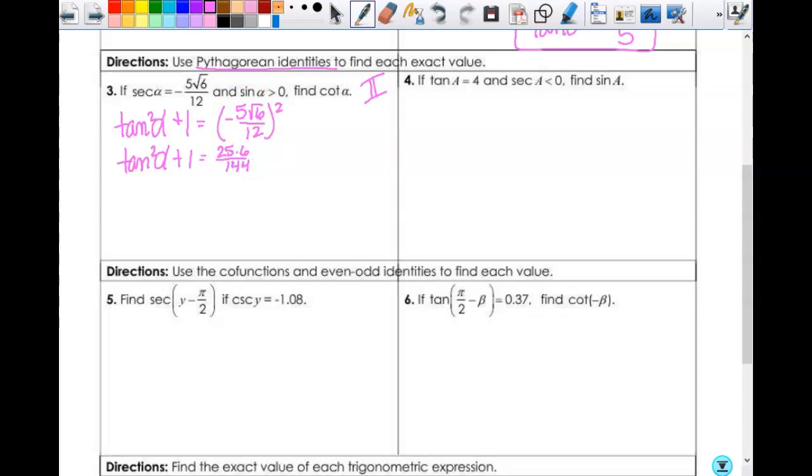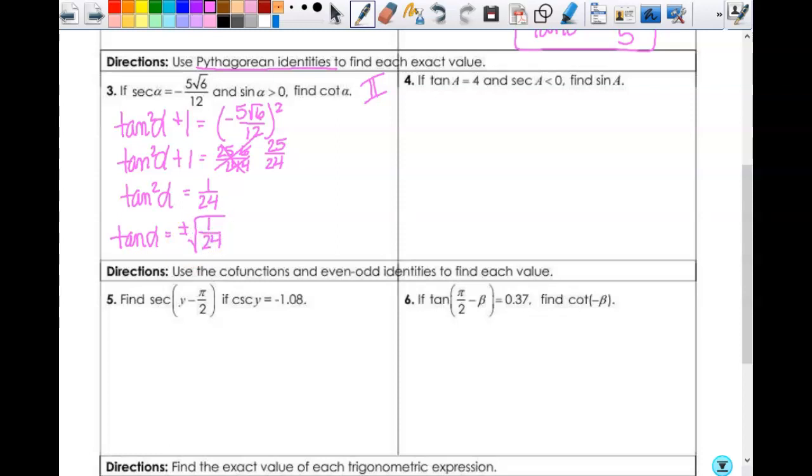Then when I simplify that, because 6 goes into 144 24 times, this is going to give me 25 over 24. So tangent squared alpha plus 1 equals 25 over 24. I'm going to subtract 1 from both sides, so tangent squared alpha is going to equal 1 over 24. So I take the square root of both sides, and tangent of alpha is equal to plus or minus the square root of 1 over 24.